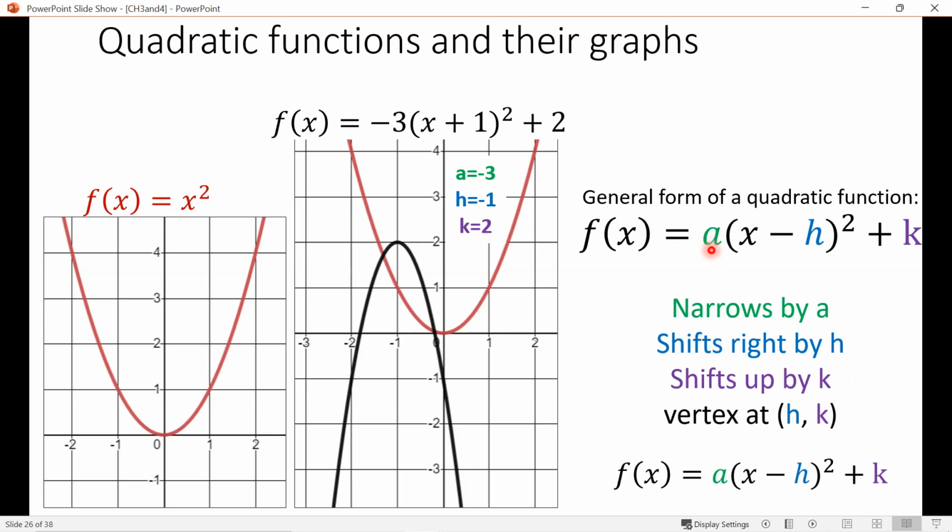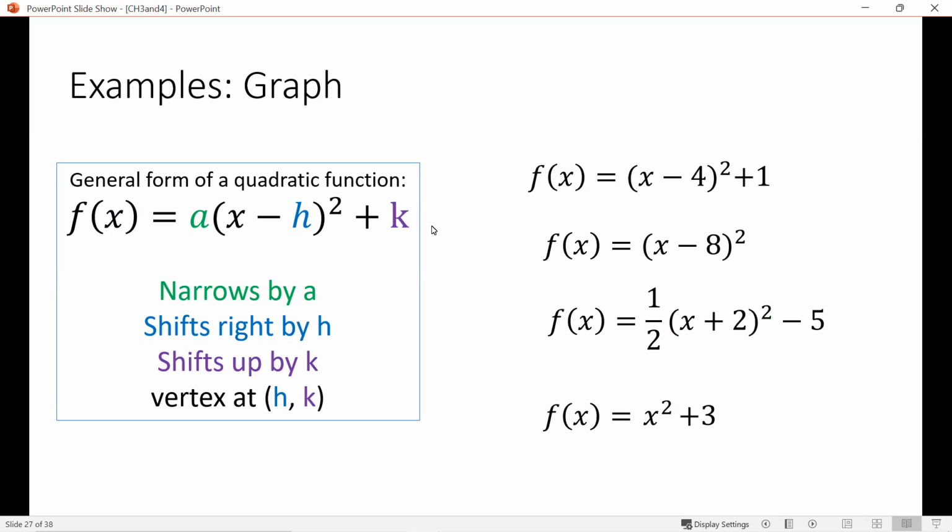So, a is how much we narrow by, h is how much we shift right, k is how much we shift up, and our vertex is at that (h, k). Do play around with this, plug some points in to make sure you understand how tweaking each parameter changes the way your function behaves. I am not going to do these examples in this video. If needed, I can make another video to do these examples for you guys.